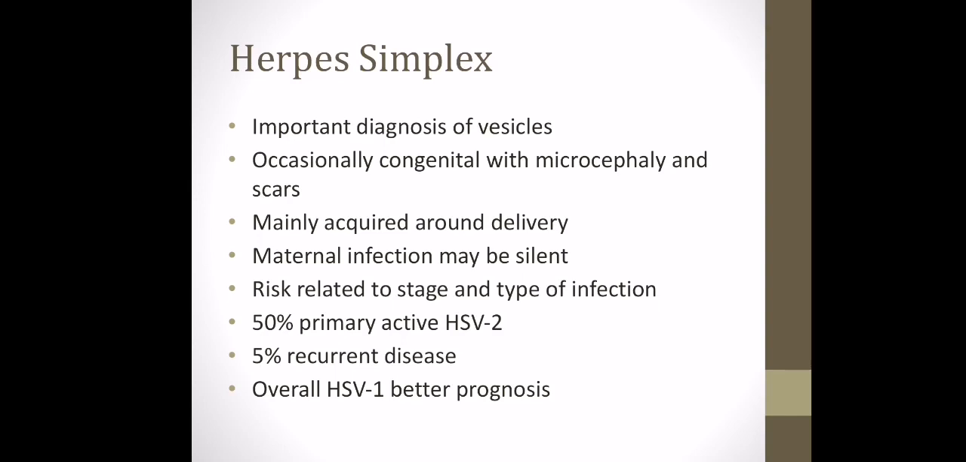So it's split up into 2 categories: HSV1 and then HSV2. HSV1 usually involves the eyes, skin and mouth. And although this isn't very nice, there is a better prognosis for this. And then HSV2 involves the baby's organs. So this can really cause quite a lot of problems and damage, and sometimes death as well.